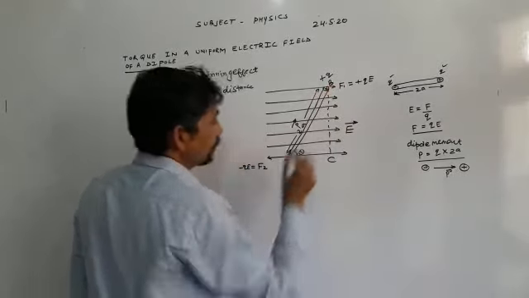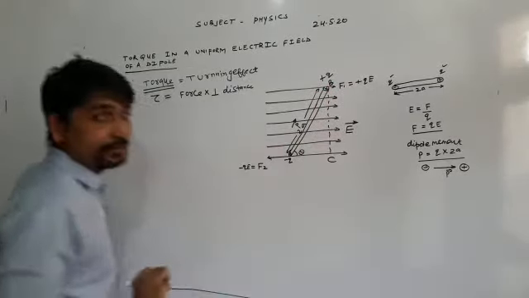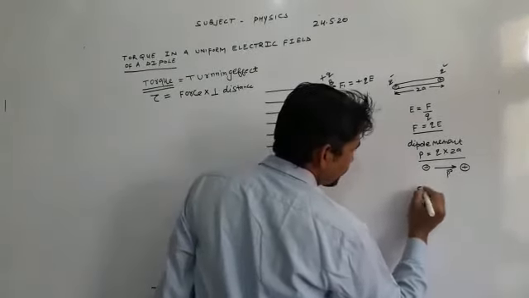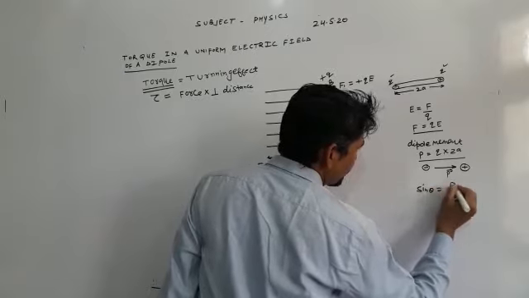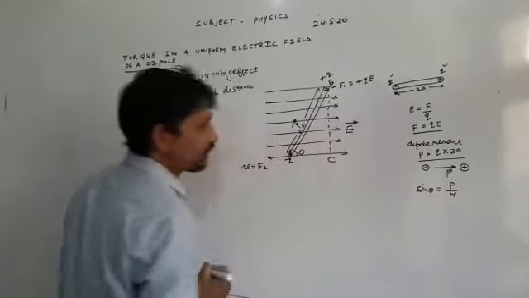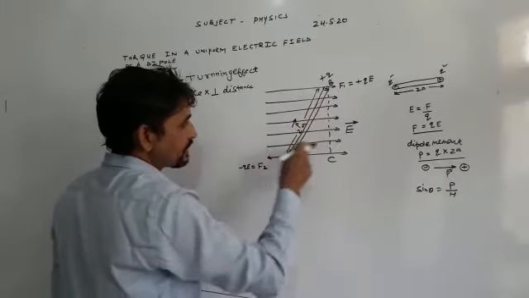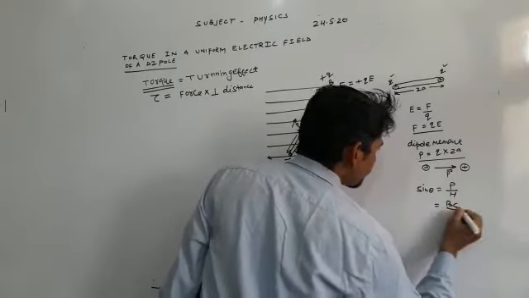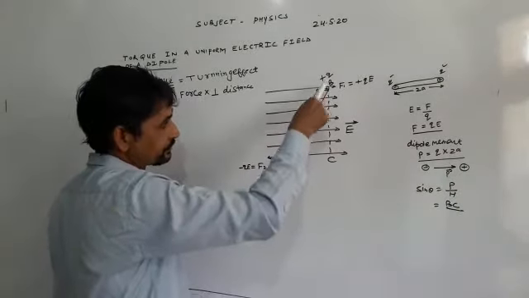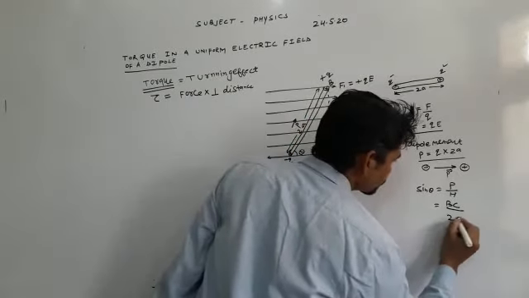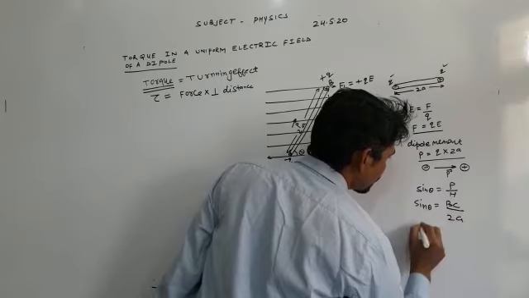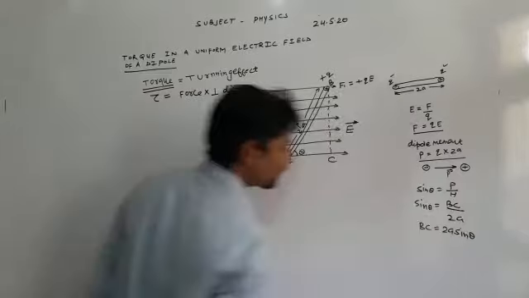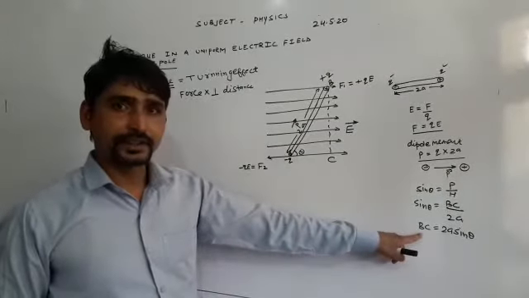and separation between two charges is 2a. So BC can be calculated with the help of trigonometry like sin theta. Formula of sin theta: P by H, perpendicular upon hypotenuse, and this one is a right triangle. What is perpendicular? BC. And what is hypotenuse? 2a. Then BC equals 2a sin theta. This is our perpendicular distance.